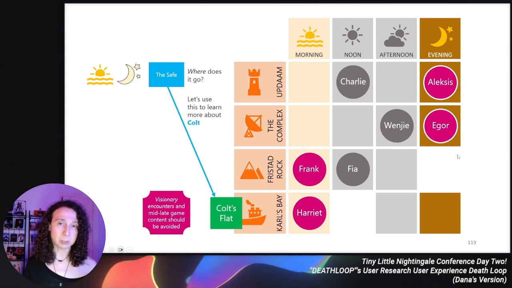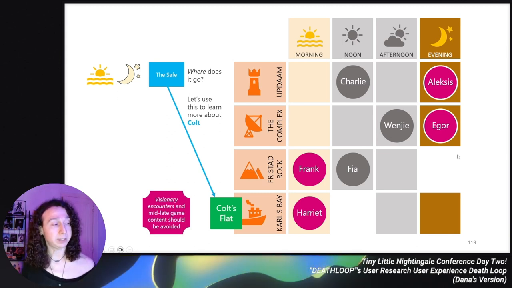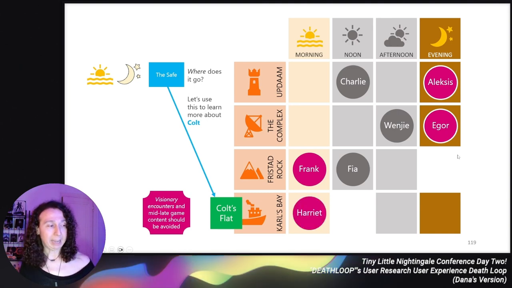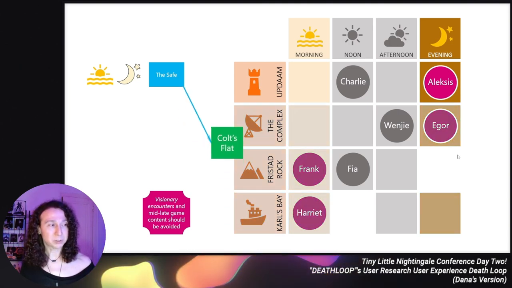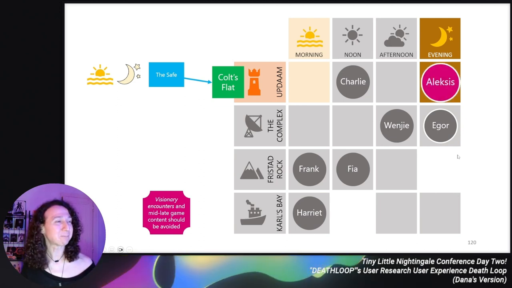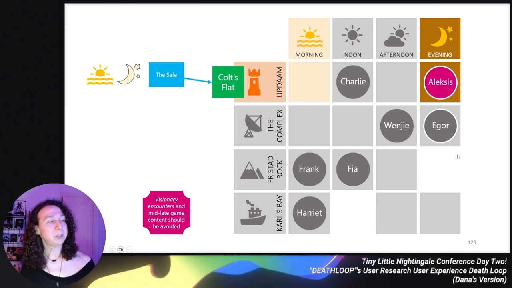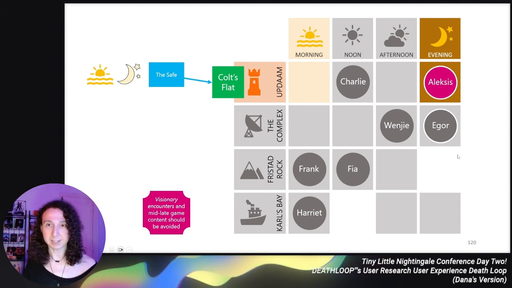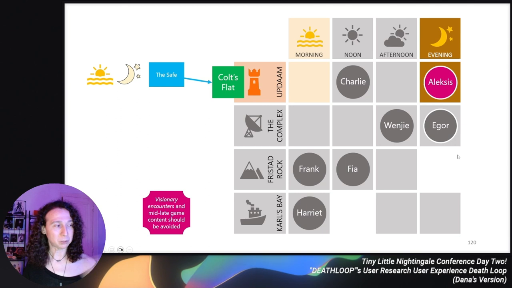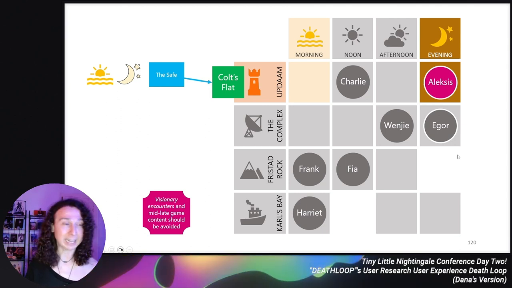But that's a problem because we do want to avoid these visionary encounters. So we took everything in Colt's flat and we moved it into an empty apartment in Updown. But that's still a problem because we do want to, of course, return to the safe in the evening. And Alexis is having his party then. We were trying to avoid our visionary encounters.